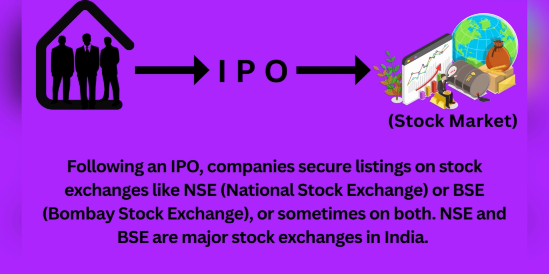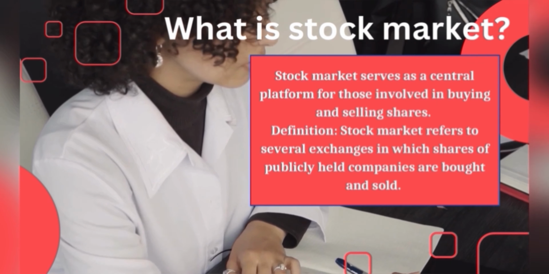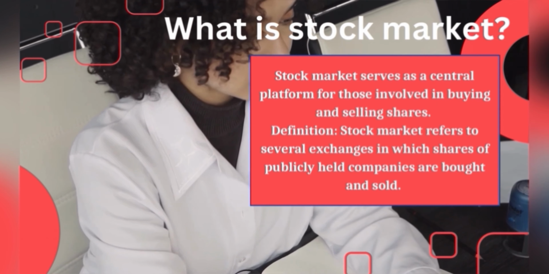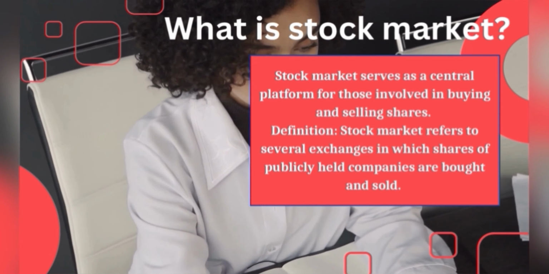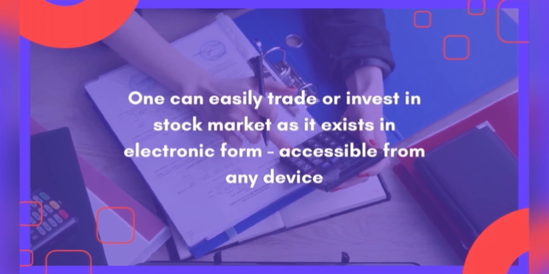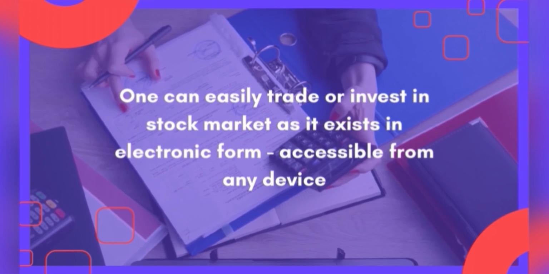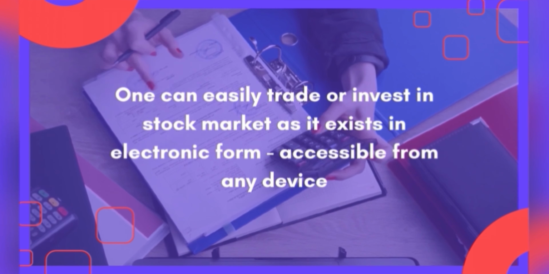Following an IPO, companies secure listings on stock exchanges like NSE or BSE, or sometimes on both. Participants of stock market can now apply in these IPOs, and if they are allotted shares, they become part owners of the company. The stock market is like a big store where you can buy and sell parts of companies. If you own a part, you're a shareholder. When the company does well, your part can become more valuable. Investing in the stock market is accessible to anyone through the convenience of their own device and internet connection.